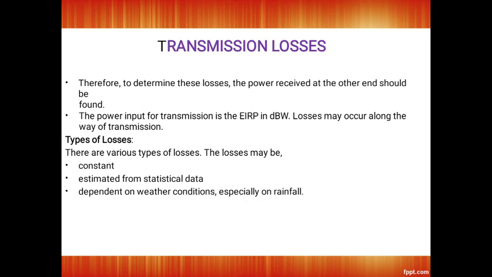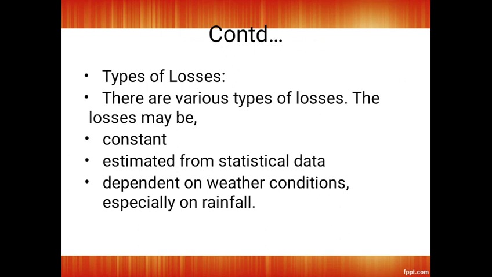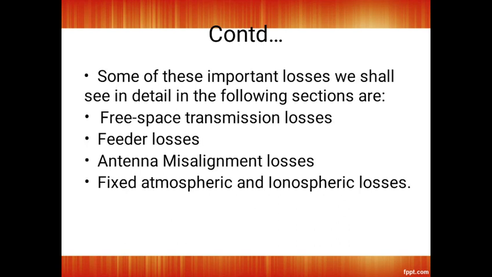Types of losses. There are various types of losses. The losses may be constant, estimated from statistical data, or dependent on weather conditions, especially on rainfall. Some of the important losses we will see in detail are free space transmission losses, feeder losses, antenna misalignment losses, and fixed atmospheric and ionospheric losses.